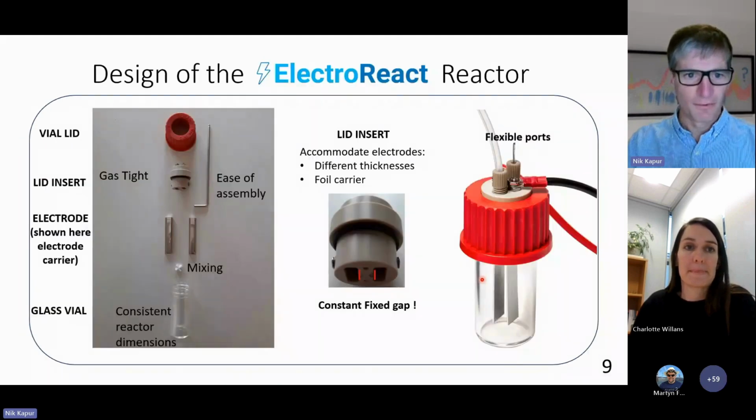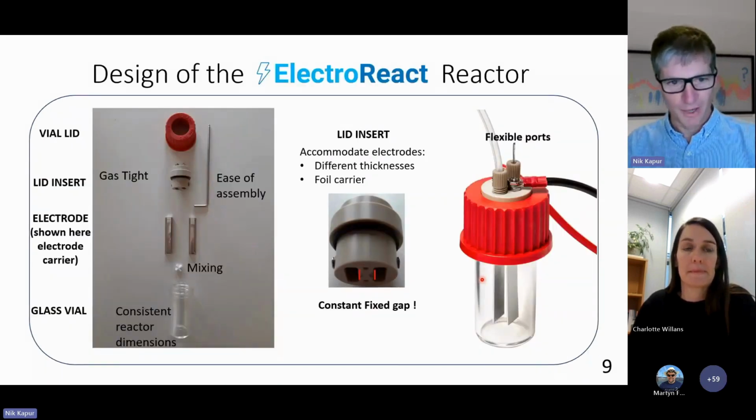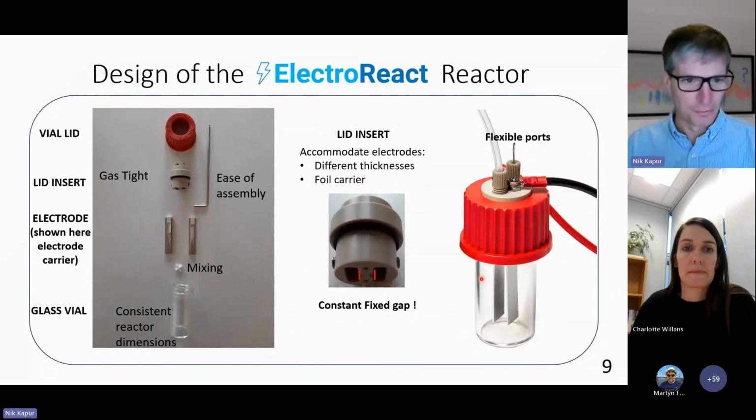Following on from that, we went about designing the Electro React reactor. As Charlotte said, we called it the bottle reactor initially. This went through a series of iterations, and we'll be thanking some people later for all of the work they did in that, in breaking and dissolving some of the earlier versions. What we ended up with is a really robust Electro React reactor. On the left-hand side, you can see an exploded view of it.